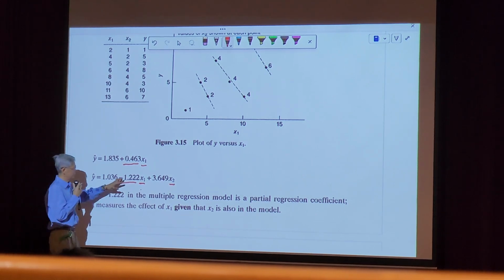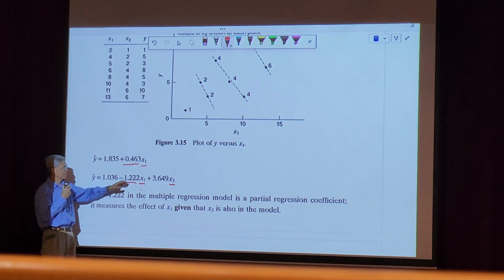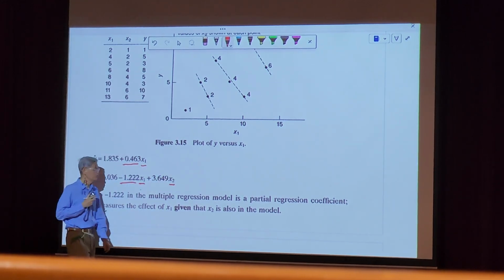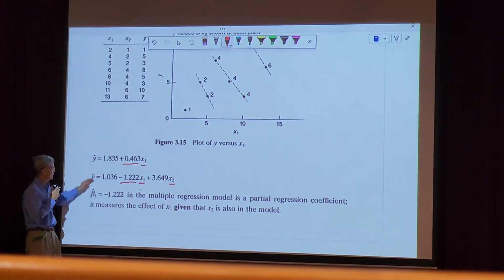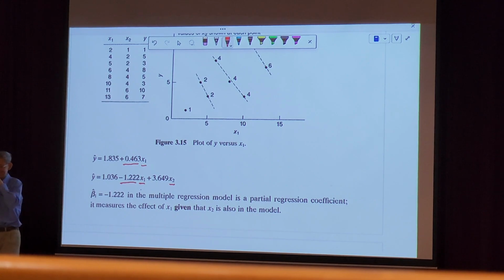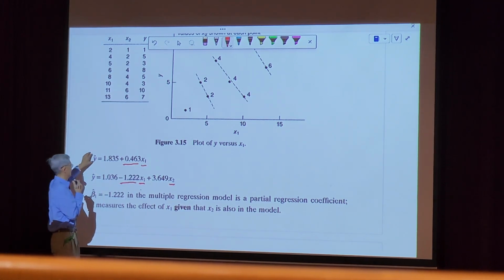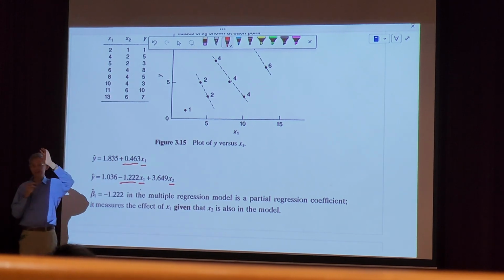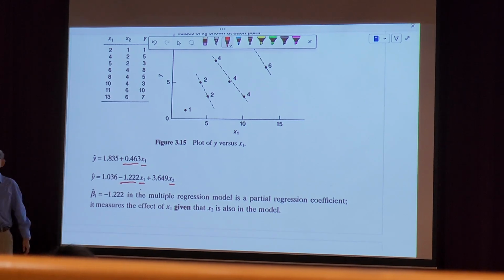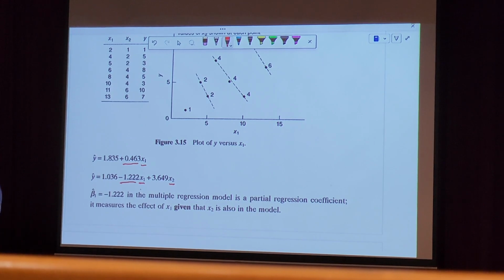So what is the definition of a partial regression coefficient? This means if I fix x2, for every unit increase in x1, I expect a 1.222 unit drop in the response. Alright? Here, for every unit increase in x1, I expect a 0.463 unit increase in y. So which is correct? Obviously, one of the signs is not correct. So which is the correct one?